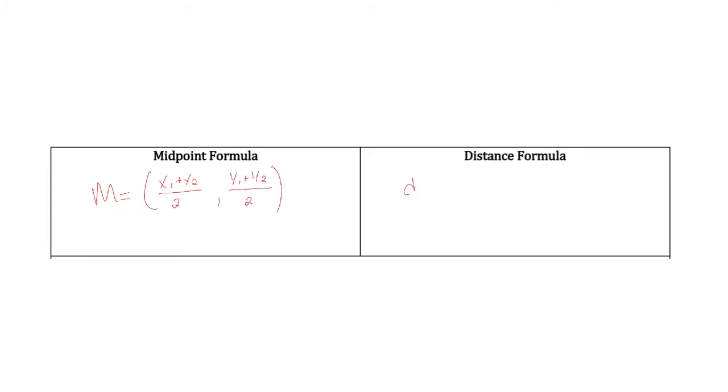Now our distance formula, we said, is the square root of x2 minus x1 squared plus y2 minus y1 squared. All right, so these are the two formulas that we're going to focus on in this section in order to solve for midpoint or solve for distance.